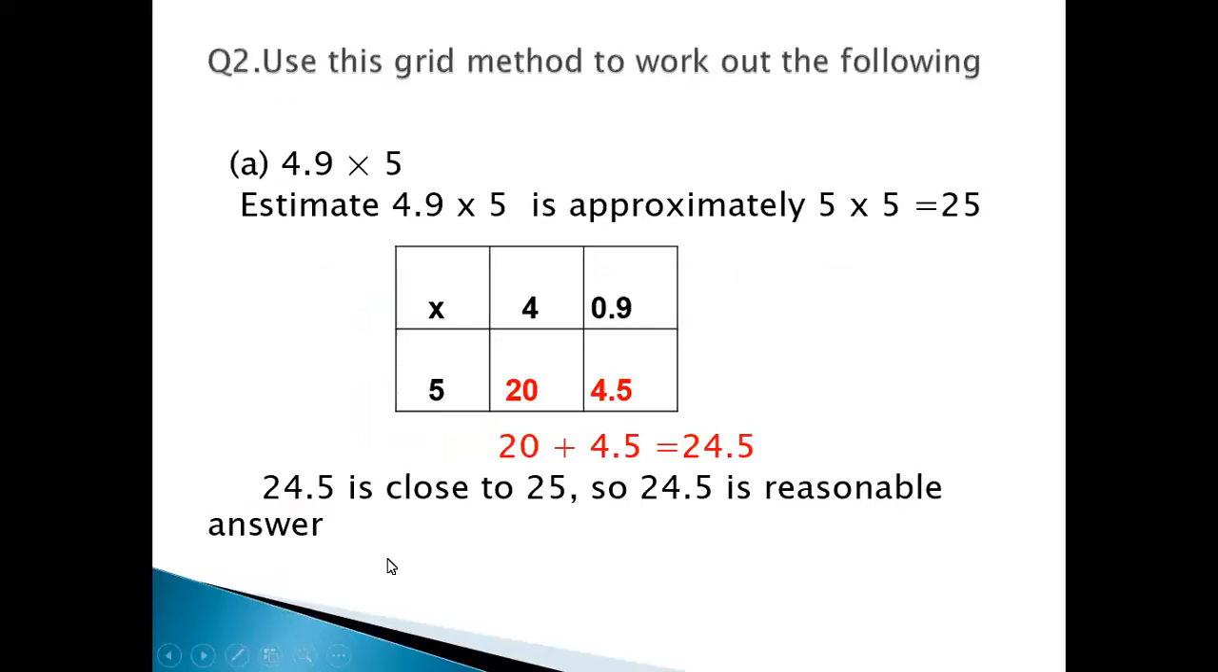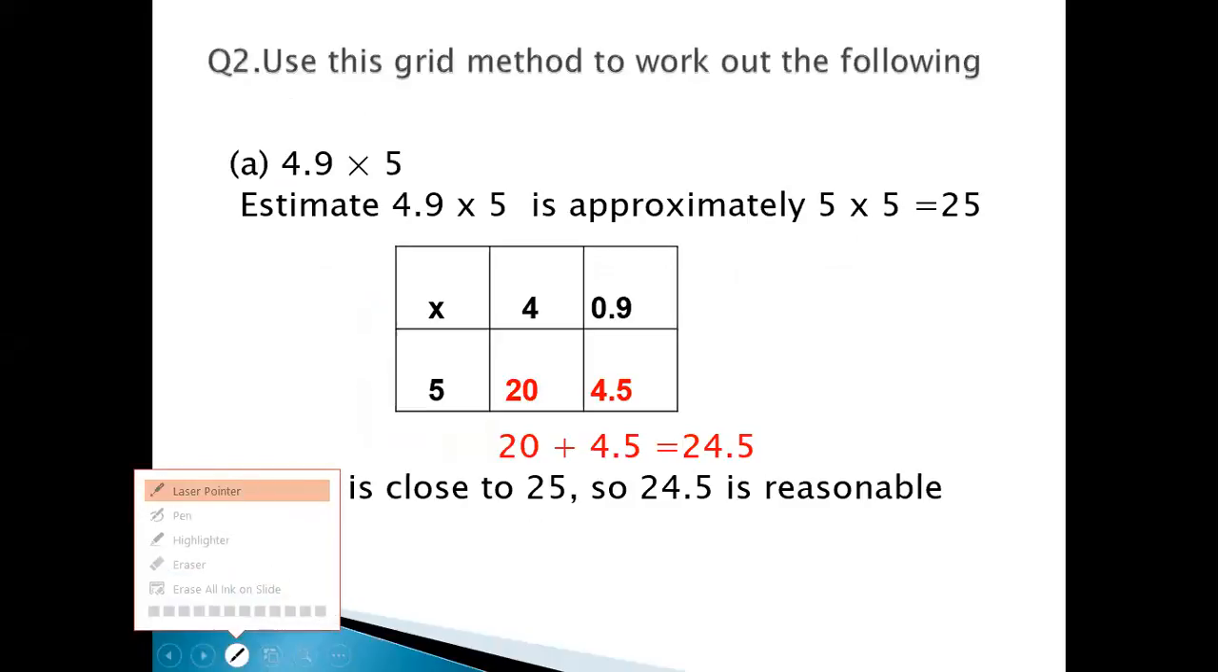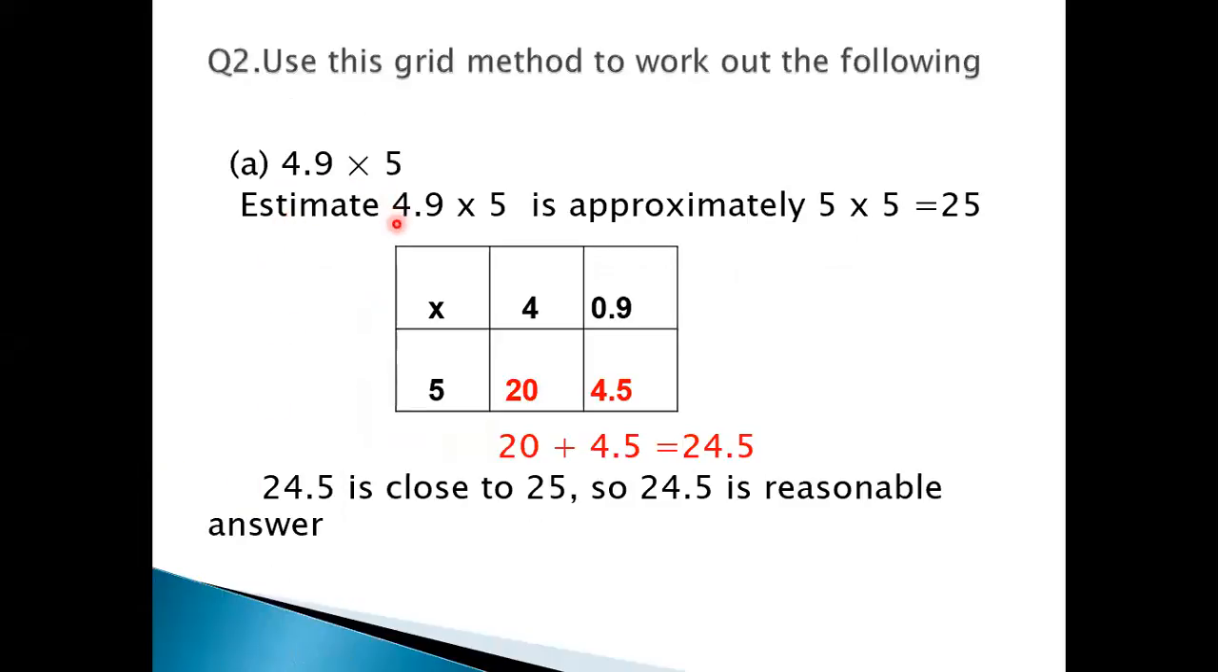Question number 2: use the discrete method to work out the following. 4.9 multiplied by 5. What are we going to do? Simply, we will estimate the number 4.9. We can round off this number; 4.9 is approximately equal to 5. And here is another number, 5, which is used as a multiplier. 5 multiplied by 5 gives 25. This is the approximate answer which we got after doing the estimation process.